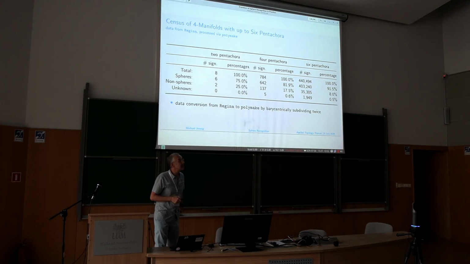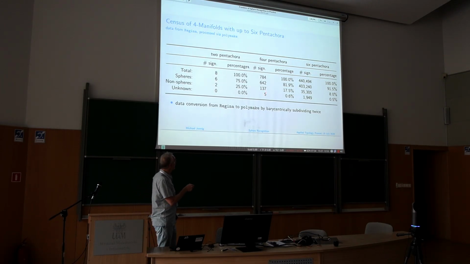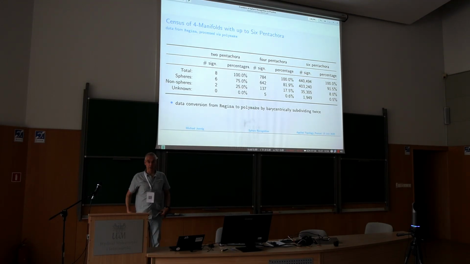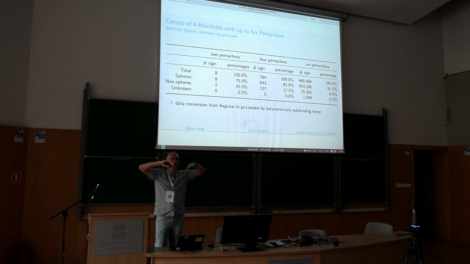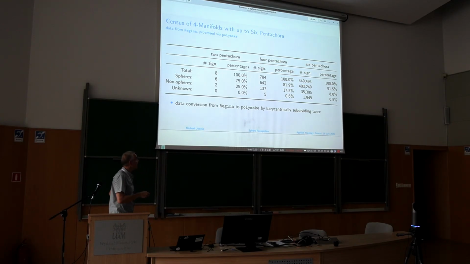More than 80% we recognize as spheres, and for these ones we recognize that they are not spheres, just because in these cases the homology does not match. And there are only 5 out of 784 which were left open, which we could not decide. This heuristics had 3 different kinds of exits: a yes exit, a no exit, and an I-don't-know exit. Only in 5 out of 784 cases did it arrive at I don't know.